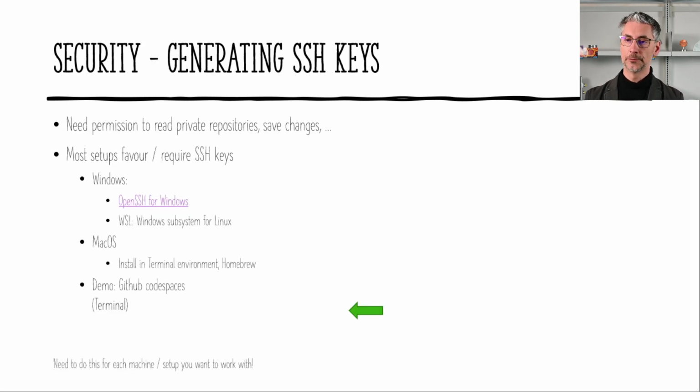One good way of doing this is using SSH keys. So we need permissions to read private repositories and save changes, and most setups actually favor or require the use of SSH keys. If you work on Windows, you can use OpenSSH or the Windows Subsystem for Linux. If you work on a Mac, you can install it in a terminal environment, for example Homebrew, and you can also look at it on GitHub Codespaces.